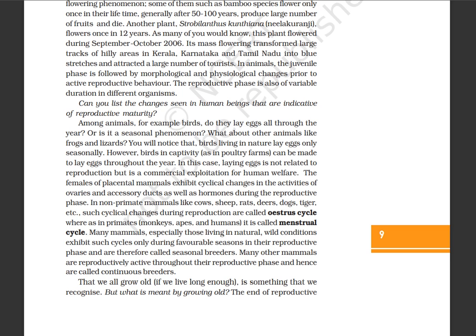Many mammals, especially those living in natural, wild conditions, exhibit such cycles only during favorable seasons in their reproductive phase and are therefore called seasonal breeders. Many other mammals are reproductively active throughout their reproductive phase and hence are called continuous breeders.